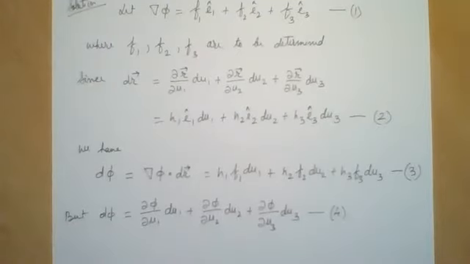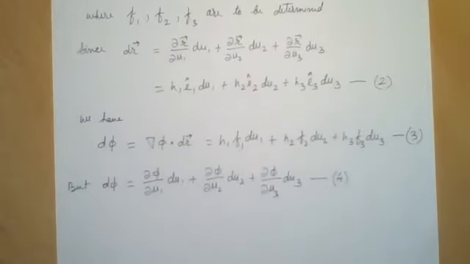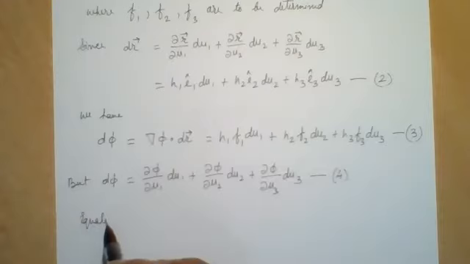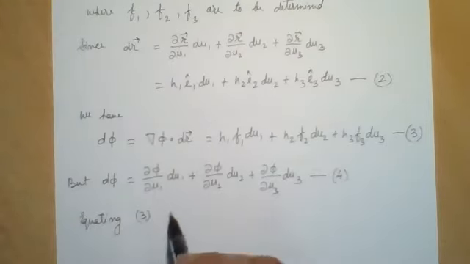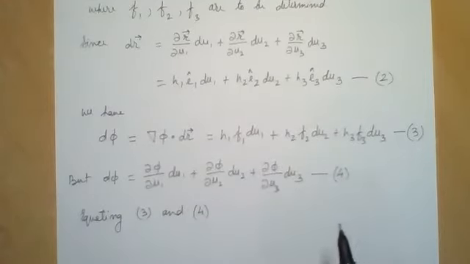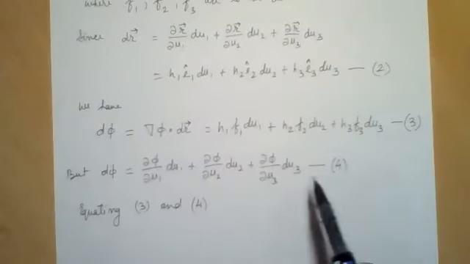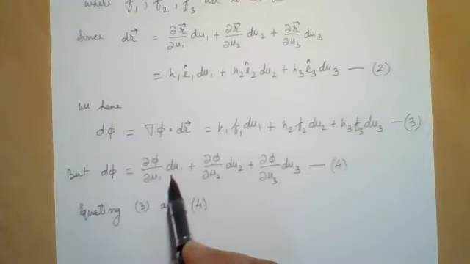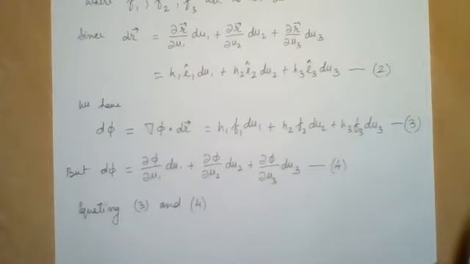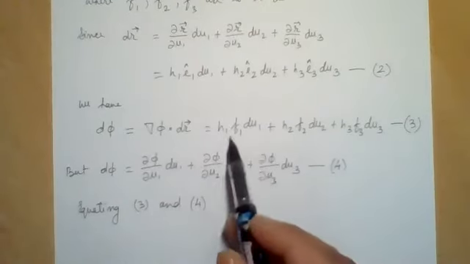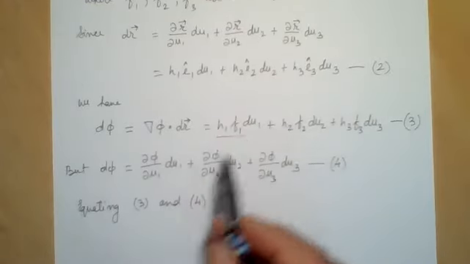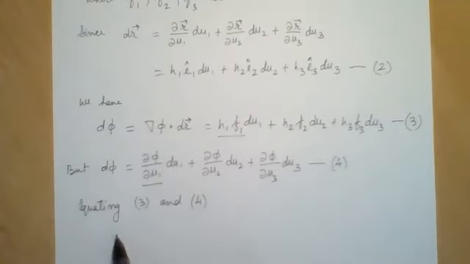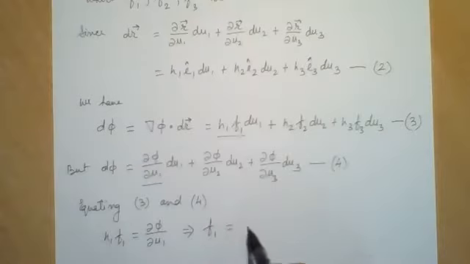Now you compare equations three and four. Equating three and four, we have du1, du2, du3 on both sides. Since du1, du2, du3 are linearly independent, their coefficients should be equal. So h1 f1 should be equal to del phi by del u1. This implies f1 is equal to 1 by h1 del phi by del u1.